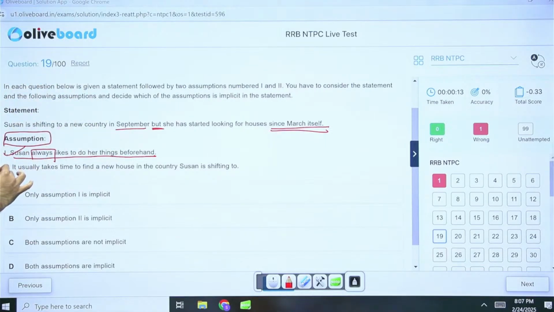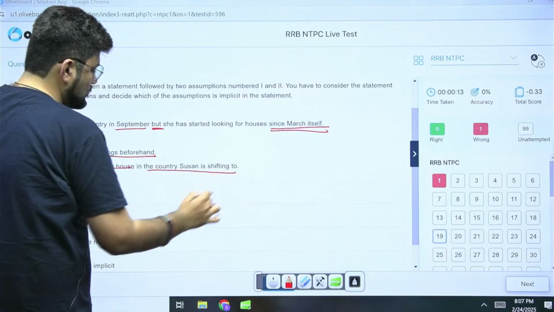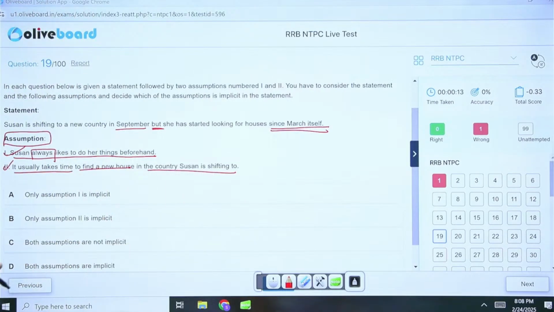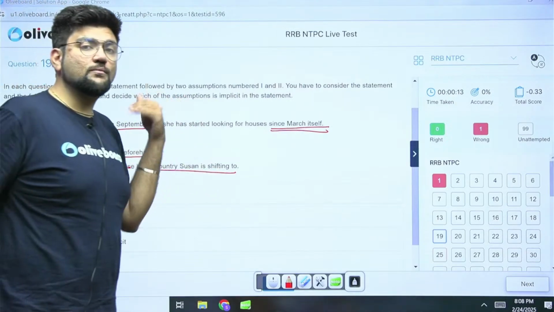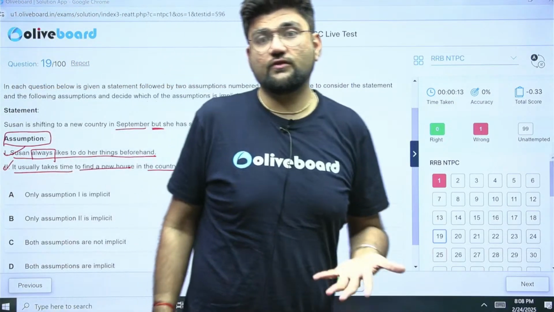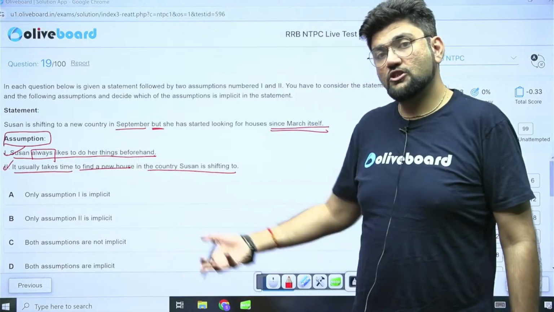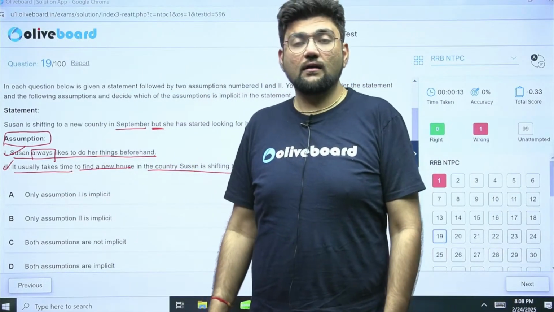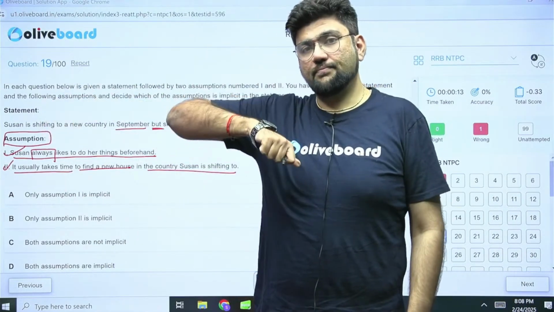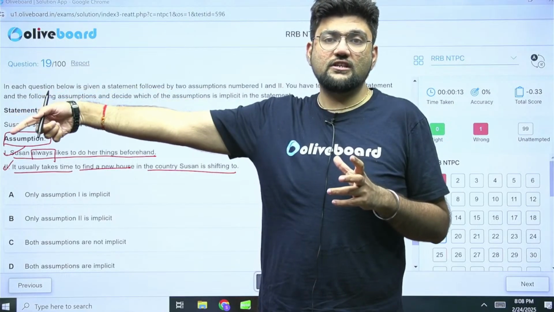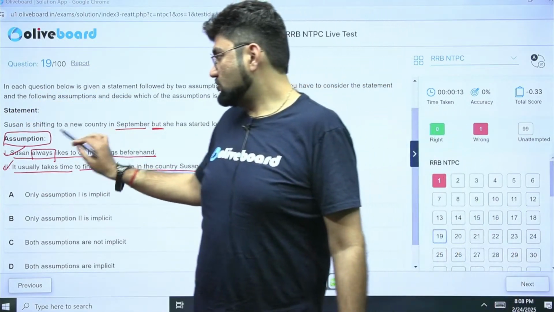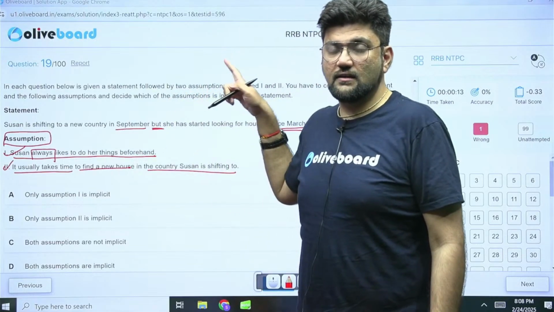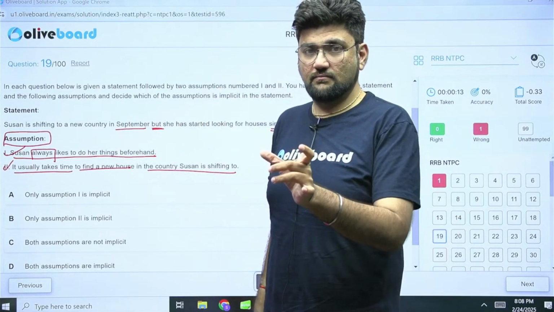Okay. Next, it usually takes time to find a new house in the country Susan is shifting to. So if you change the tonality a bit, the author might also be thinking that she is going to shift in the month of September, but she started looking since March itself. Why? Because maybe it takes a lot of time to find houses in the locality she is shifting to. Again, makes sense? The assumption makes sense? So the assumption will never be given in the statement. That is why we use the word implicit.